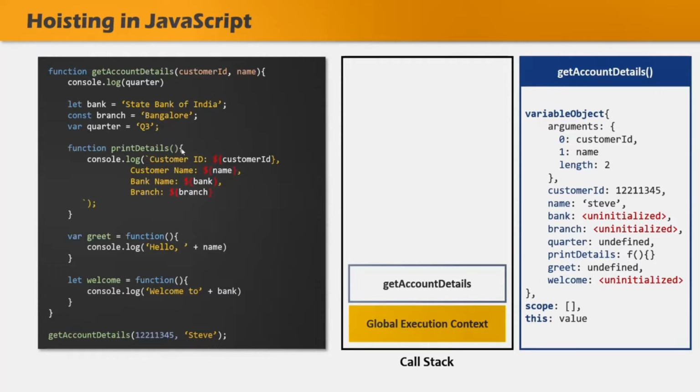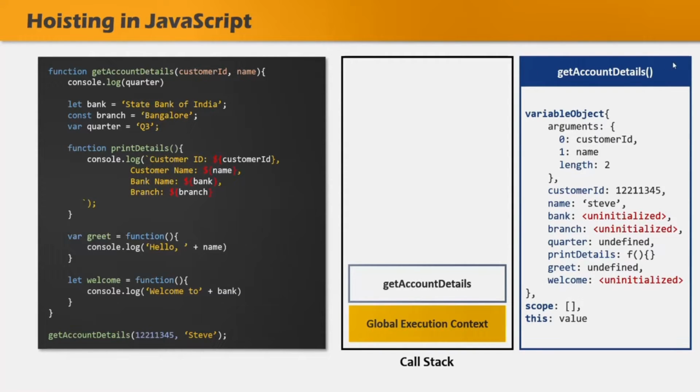So for example, we have this function getAccountDetails, and it is taking two parameters, customer ID and name. And inside this function, we are declaring some variables and some functions. So when this function is called, first of all, an execution context for that function will be created. If we have a closer look at this execution context, you will see that we have the variable object, we have scope, and we have this variable.